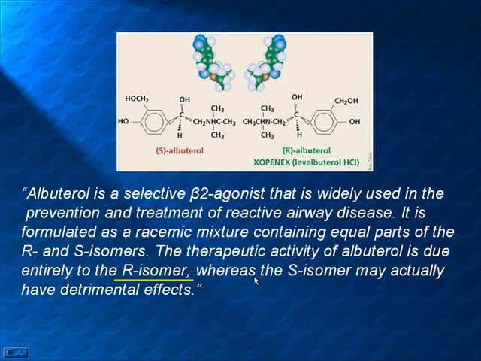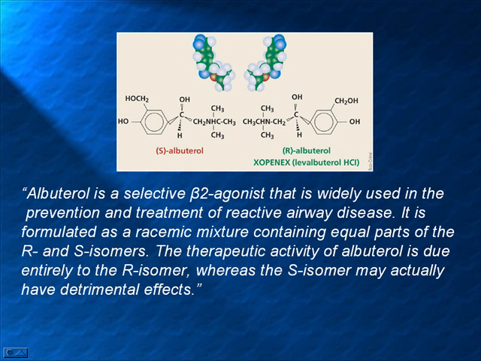So we seem to have a product that is more refined, is in one sense more beta-2 specific, and has removed the S isomer, which could have some detrimental side effects. And the question is, why is this not used, or why is it not replacing racemic albuterol? And part of the answer is cost, and still a number of studies to validate whether or not Xopenex is actually better than racemic albuterol.